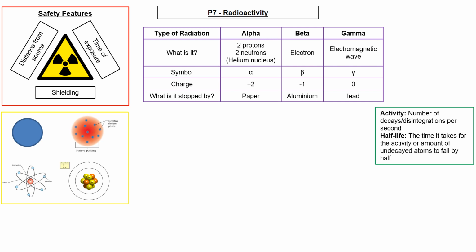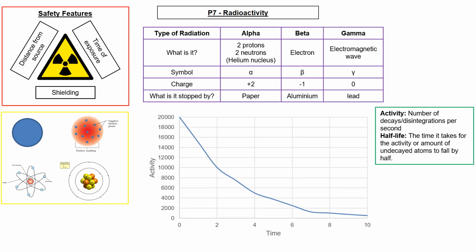So we're going to have a look at activity. So activity is the number of decays or disintegrations per second, and this idea of half-life. This is the time it takes for the activity or amount of undecayed atoms to fall by half. So this is a graph of activity against time. You'll notice I haven't put units on here because the units could be anything. We could have activity in decays per second, decays per minute, decays per hour, decays per day, decays per decade, etc.